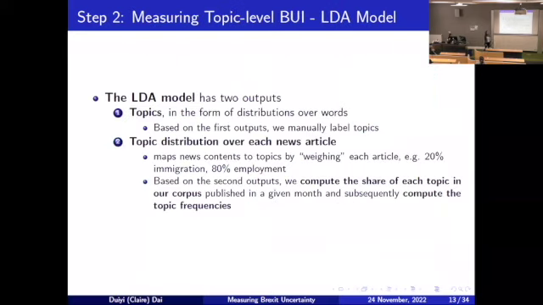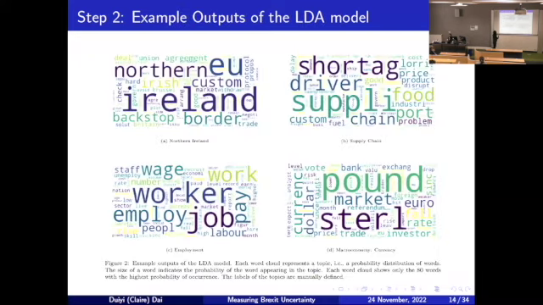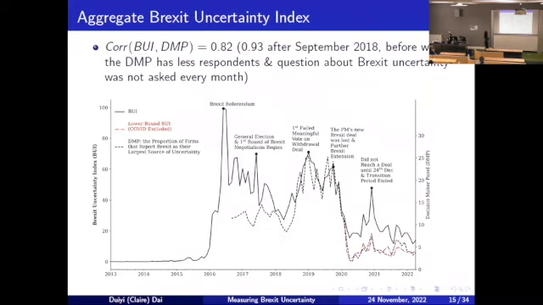So this is the first output about topics. And the second output is the topic distribution over each news article. Based on the second output, we can get the time series share of each topic, so that we can construct the time series indexes. So this is our aggregate Brexit uncertainty index.